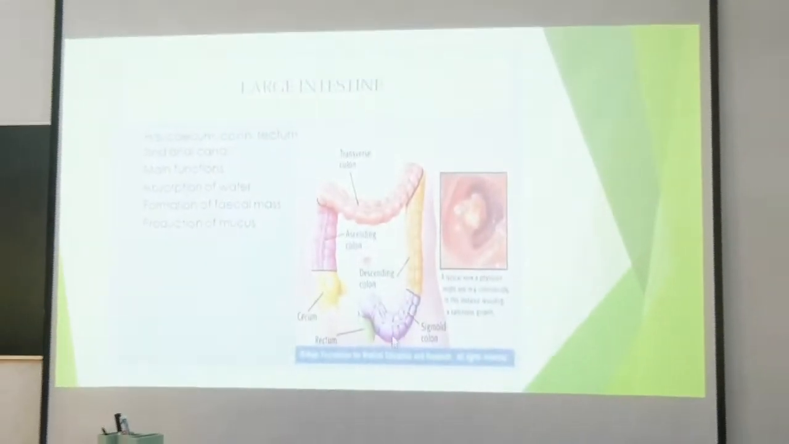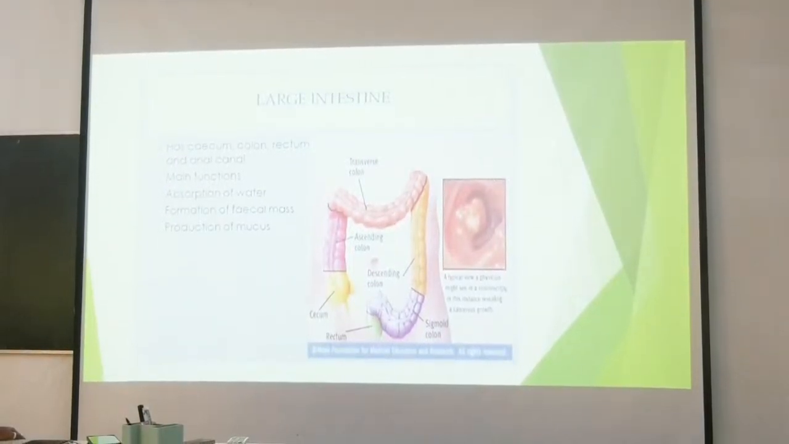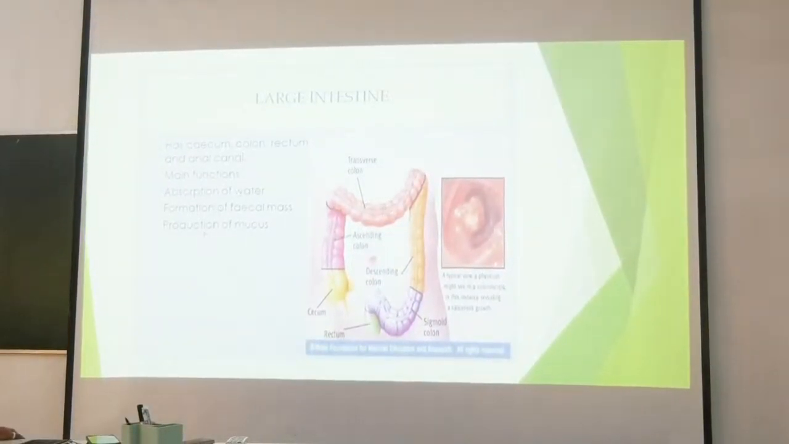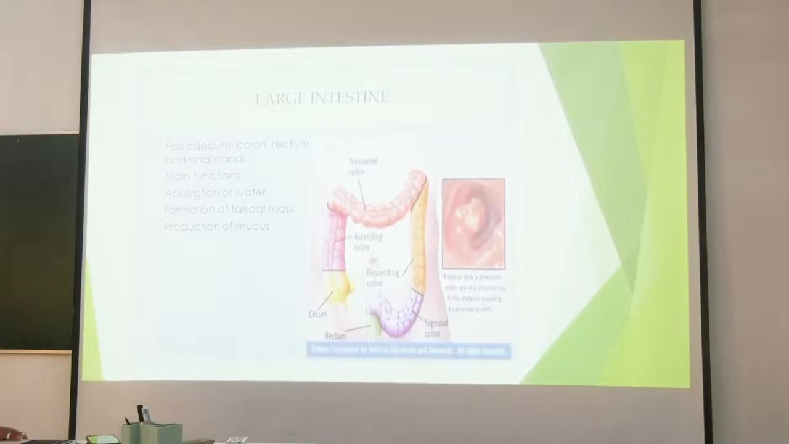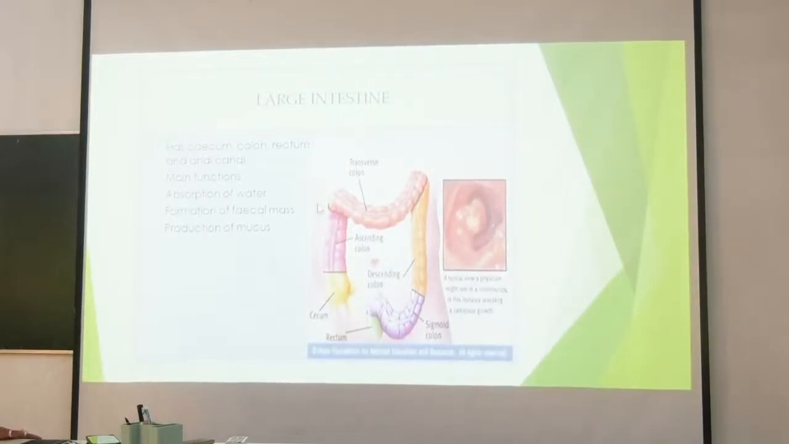Then next one is descending colon. This is the sigmoid colon. Then rectum and anal canal. Okay, so this is the part of large intestine. So rather than absorption of water, formation of fecal mass and production of mucus. Mucus is also very much important. You will get lots of goblet cells over there, okay, in the large intestine.